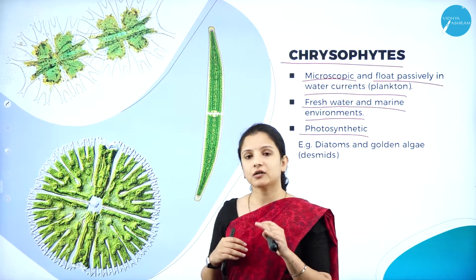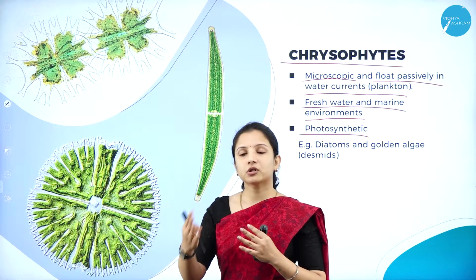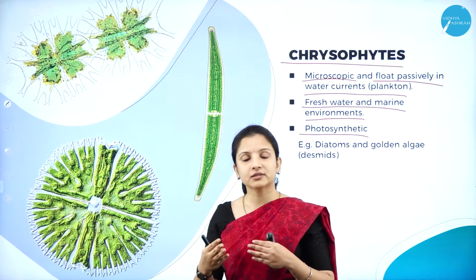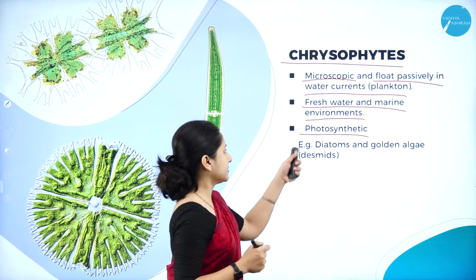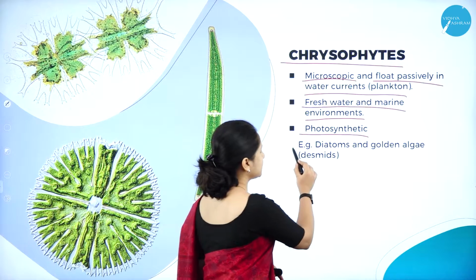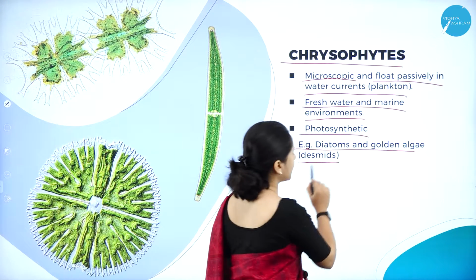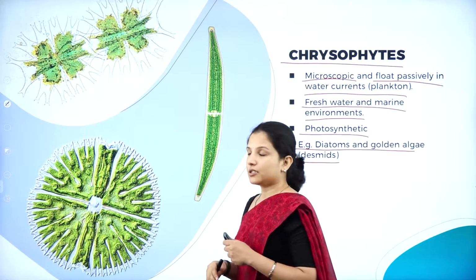But what did Whittaker do? Though they are photosynthetic and appear green, he put them under a different group, Protista. Why? Because they are unicellular, single-celled. And they are photosynthetic. The best examples of Chrysophytes are diatoms and the golden algae, that is desmids. So you can see desmids and diatoms here.